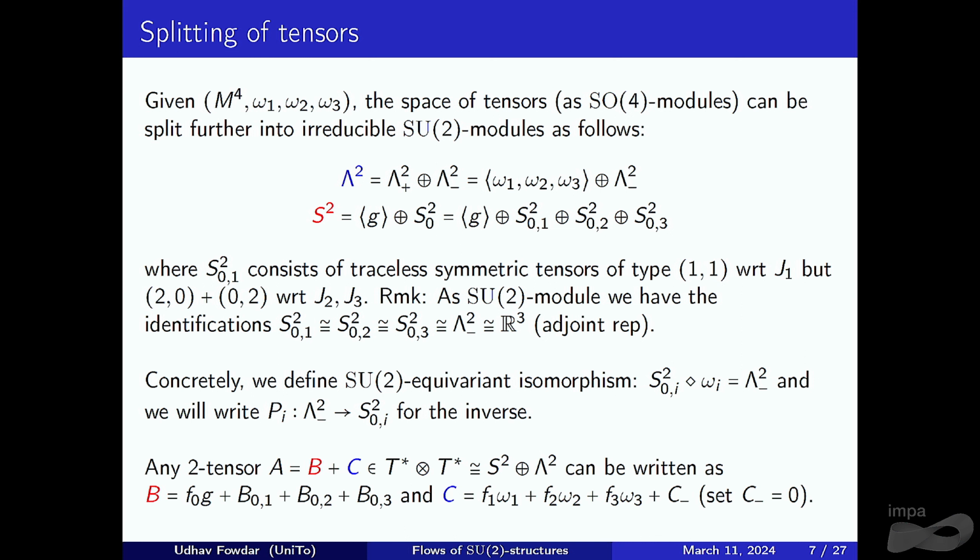What this means is that any 2 tensor, I can split in this way. I can write F node for the coefficient of the metric, and I take the traceless bit and split it into its 3 different bits. On the other hand, for the self-dual bit, I have a triple of functions, F1, F2, and F3. And the anti-self-dual bit, I can just set to 0 because it's going to act trivially on the triple.